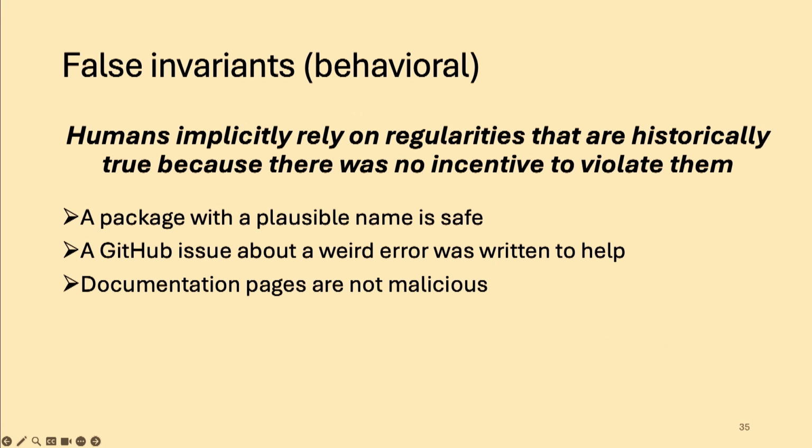This could be something like: a Python package with a plausible name is safe to use. A GitHub issue about a weird error was written to help you and not to attack you. Documentation pages are not malicious. These are all things that are true about the world. There's no reason intrinsically for them to be true. It's very easy to violate any single one of these. There's just not really any incentive to do so if you're in a world where the work is done by humans.